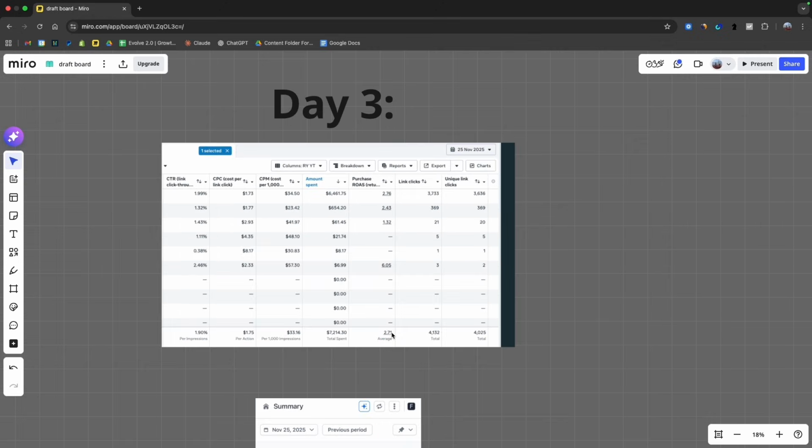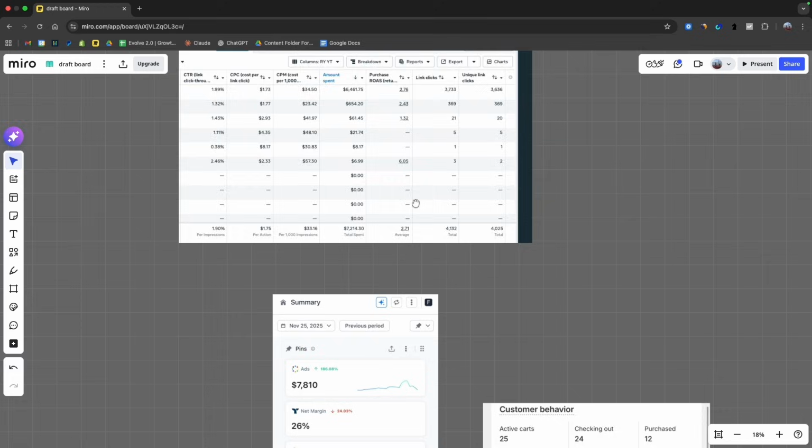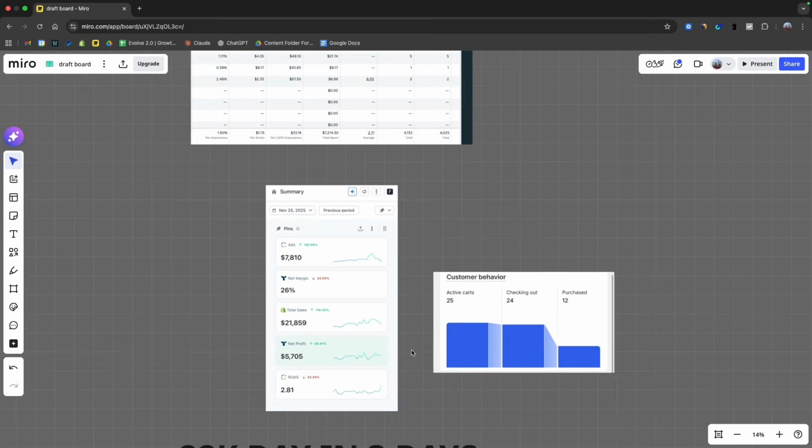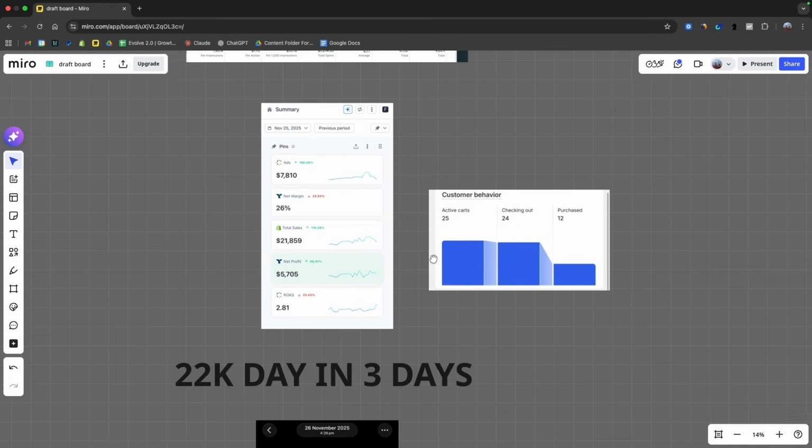Like 4 days before this, I was in a rough state. Black Friday was quickly approaching. I was going on Twitter seeing everyone doing crazy days, and we were sitting at not even $1,000 a day. So it just goes to show how fast you can scale up.